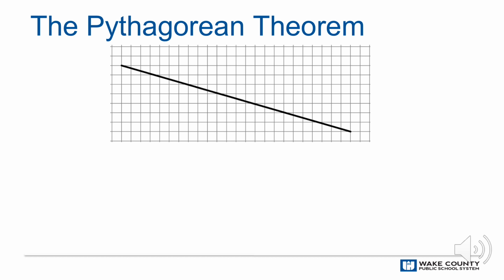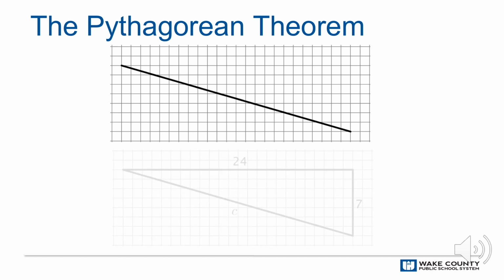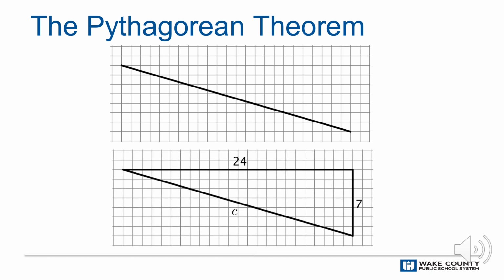For example, let's say we wanted to find the length of the line segment here. We can first draw a right triangle and determine the lengths of the two legs. Next, since this is a right triangle, we know that 24 squared plus 7 squared equals c squared, which means the length of the line segment is 25 units.